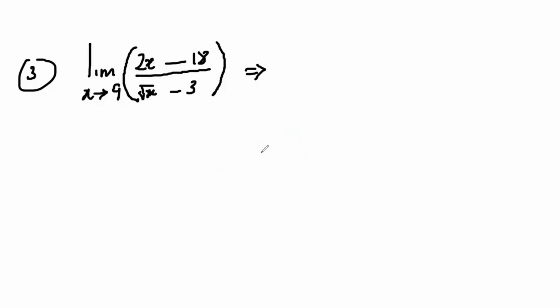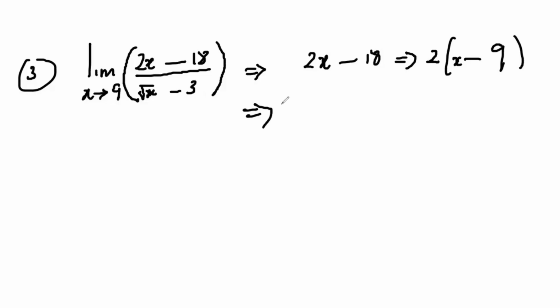In factorization, I'm going to use a particular idea to factorize the numerator. So I have 2x minus 18 as my numerator. Now since there's a 2 here and there's an 18 here, that means I can factor out the 2. Now I have x minus 9. So 2 times 9 gives me 18. Beautiful. Now since I have the root of x minus 3 as my denominator, there's a way I want to transform my numerator so that it fits my denominator.